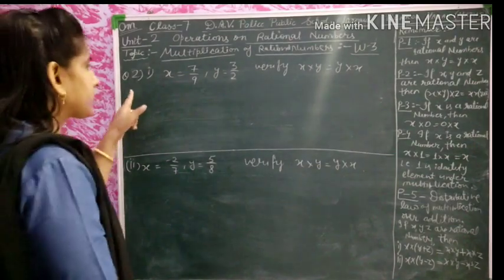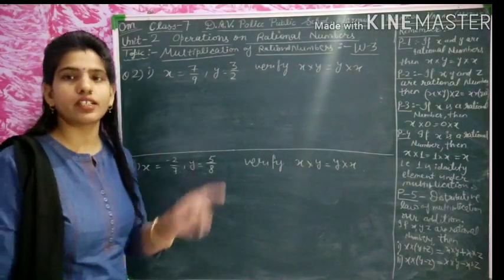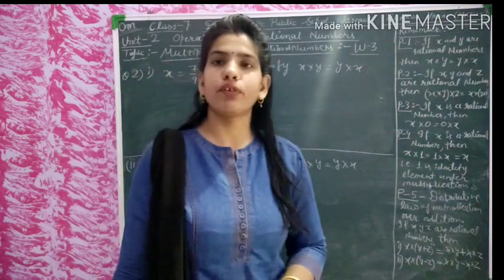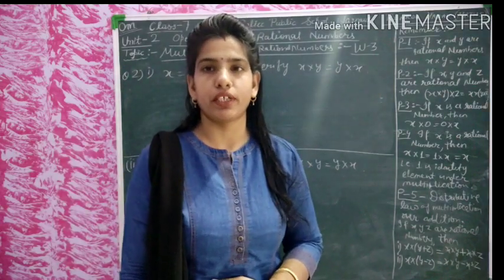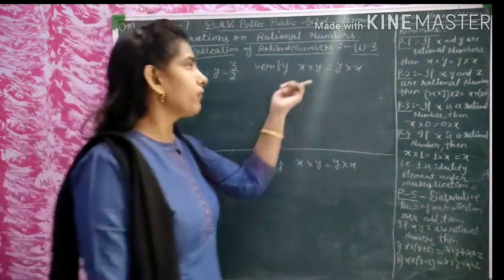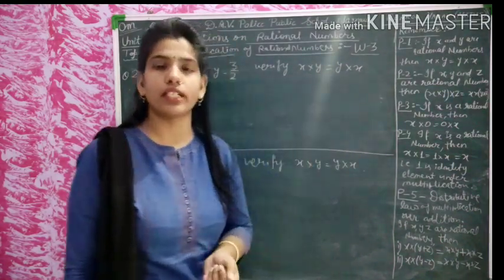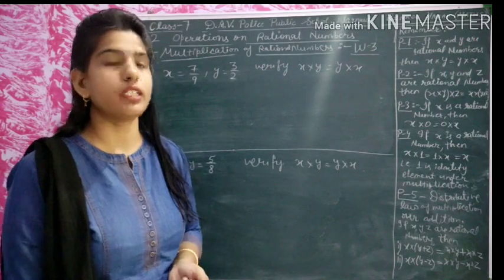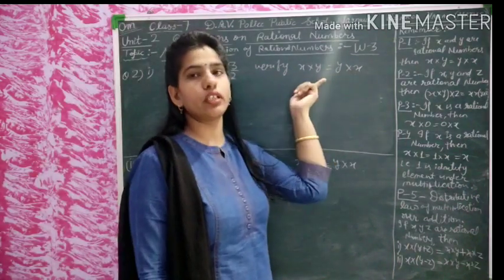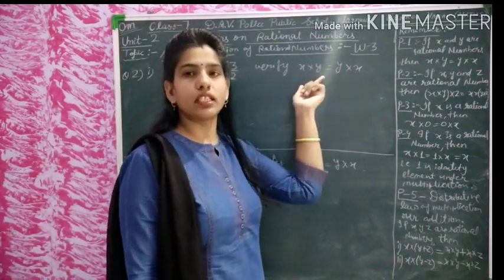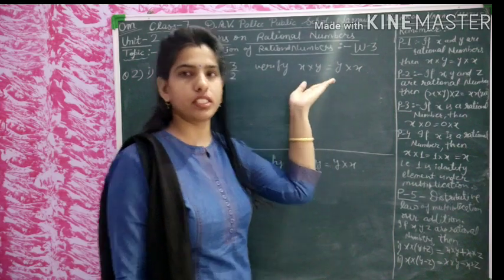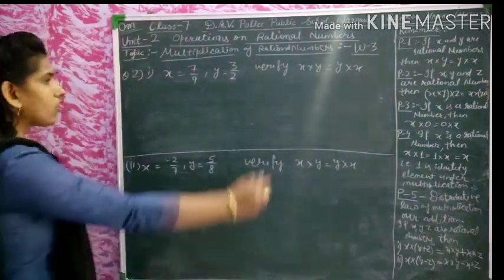Now students, you are seeing here question number 1. In question number 1, we will satisfy the commutative property. And in the commutative property, we have already done that x into y is equal to y into x. We have to verify here. If we change the order of the numbers, then it remains the same. This multiplication will always remain the same.